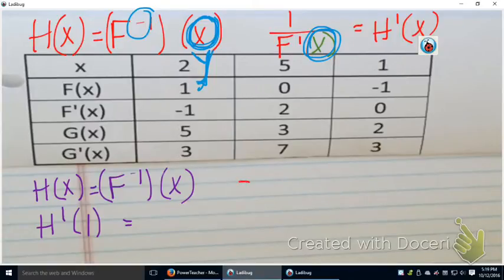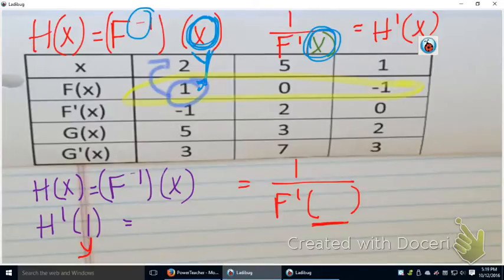So if I'm trying to find the derivative here, the rule is to do 1 over f prime of what this is y. 1 is y. So I'm looking for the x value that corresponds with y. So I'm going up here to the table and I'm looking at the y values of f. And here's 1. The x value corresponding is 2. So 2 is going in the parentheses. And then I do f prime of 2, which is negative 1. So negative 1 is the answer. We're going to do several more of those just to make sure you understand it.